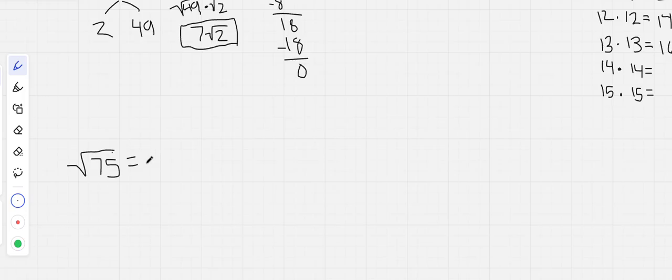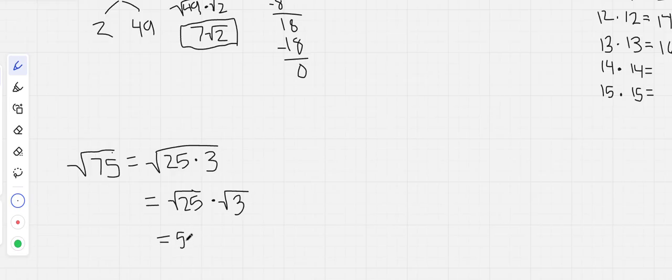So square root of 75 is equal to the square root of 25 times 3. 3 quarters equals 75 cents. If we rewrite that as square root of 25 times the square root of 3, which is equal to 5 square root of 3.